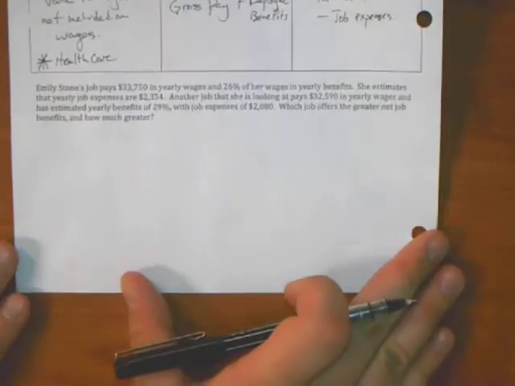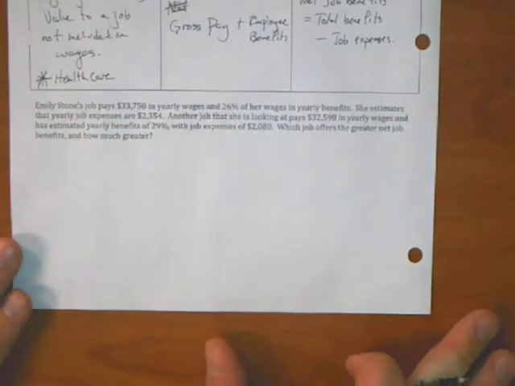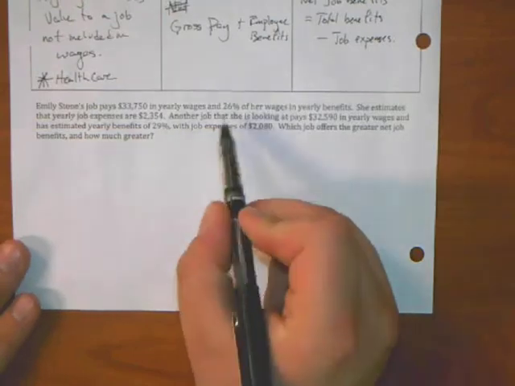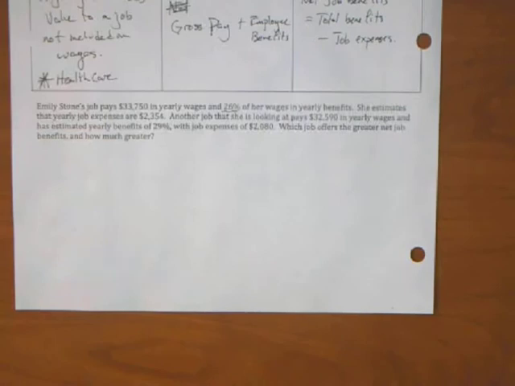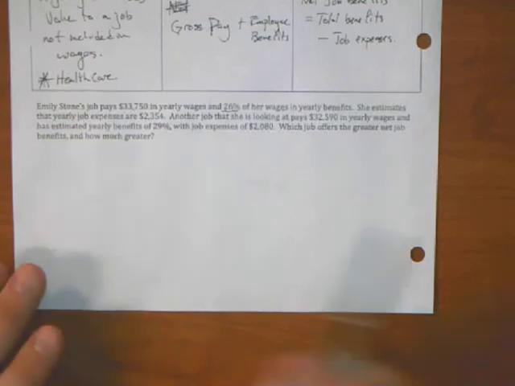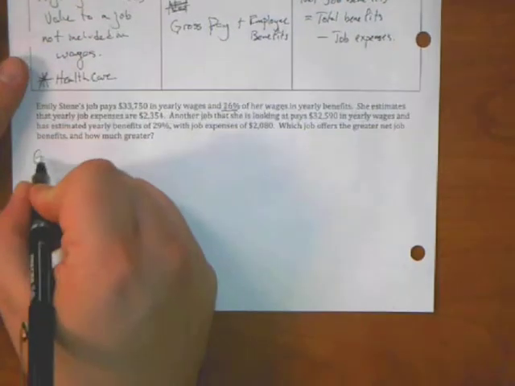I have one last example here, and then we'll get you some time to work. And M. Stone, you get the last shout out on the notes for today. M. Stone's job pays her $33,750 in yearly wages, and 26% of her wages on top of that in yearly benefits. So on top of that, she's going to get another 26% of her wages in the form of health care and other sorts of benefits. And she estimates that her job expenses are $2,354.